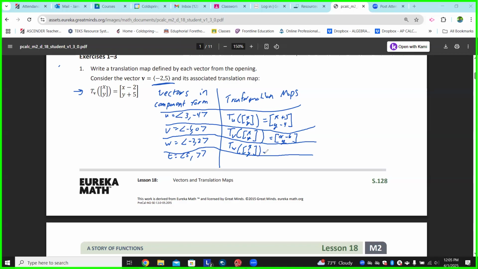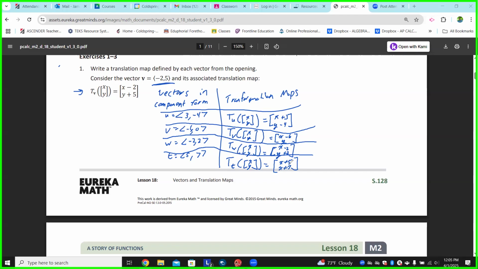T of W, xy, you would get x minus 2, y plus 2. And the last one, T of T, xy, x plus 5, y plus 7.